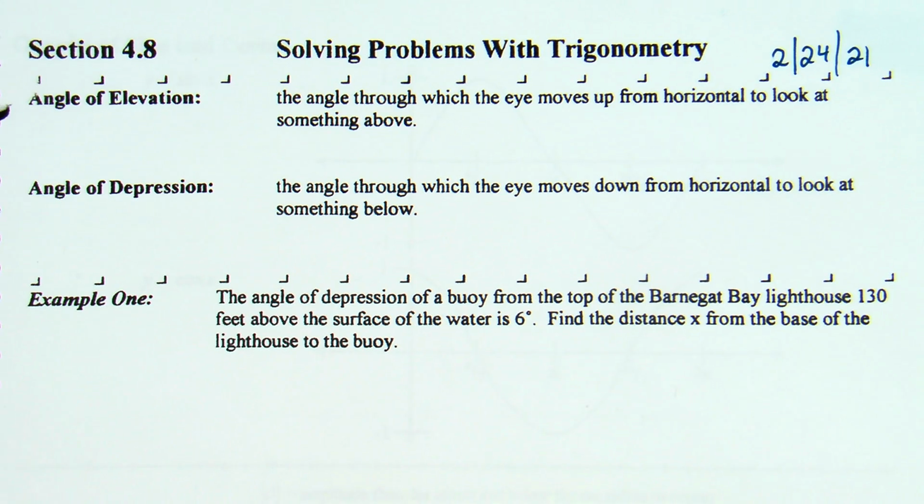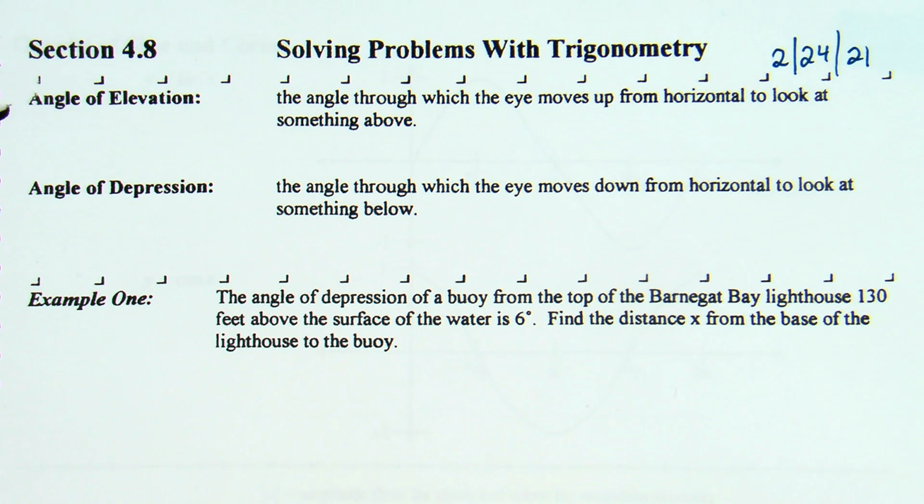Angle of depression, just the opposite. Officially it reads the angle through which the eye moves down from the horizontal to look at something below. So this would be like standing at the top of a building. The angle of depression is the difference between looking straight out versus my line of sight when I then look down. Okay, so angle of elevation, angle of depression. I shouldn't use the word obvious, but I think those are something you kind of already know. But just for some wording there.